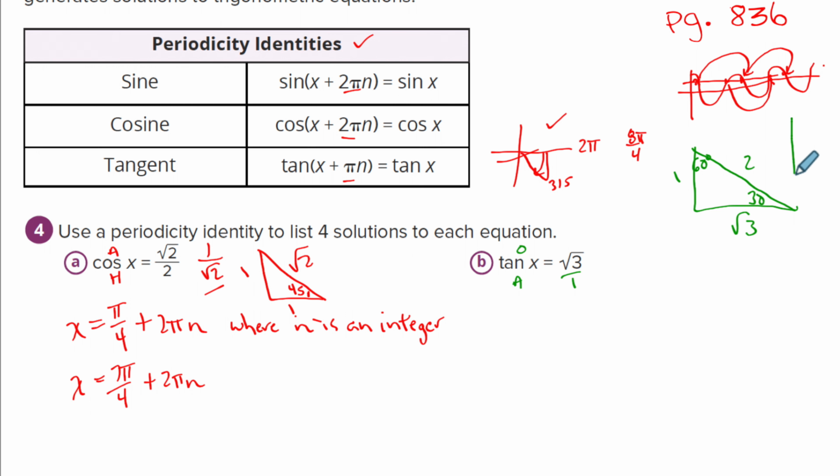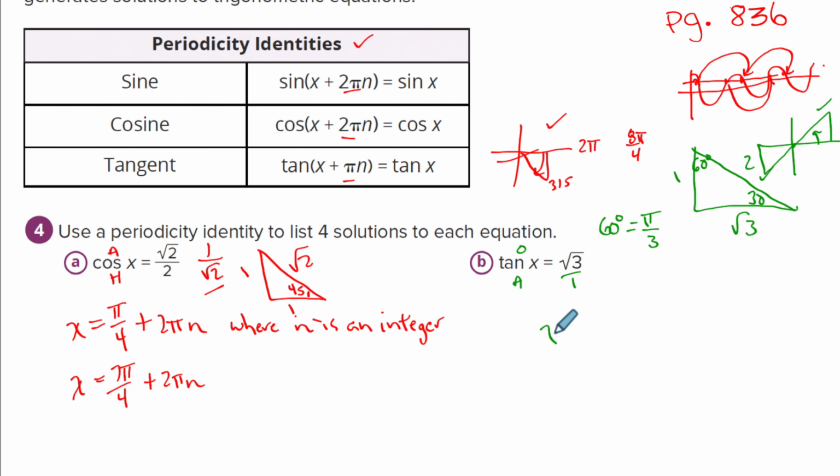Then I have to think about the quadrants. So where is tangent positive? It's positive in the first quadrant and the third quadrant. So 60 degrees, which I know is going to equal pi over 3. We're going to run with that. Hopefully you know where that comes from. If not, ask your teacher. So it's 60 degrees here, but then it's also 60 degrees down here in the third quadrant. So it's 180 plus 60, or pi plus pi over 3.